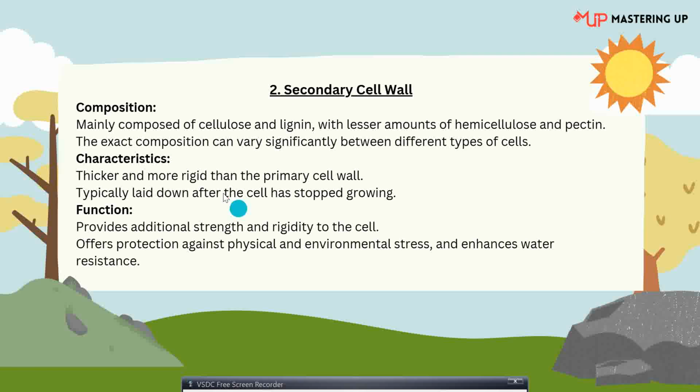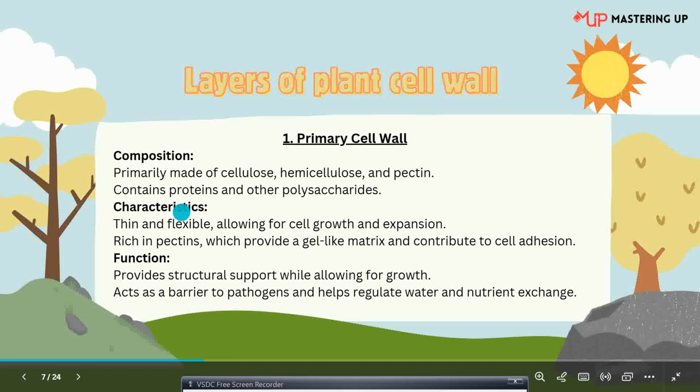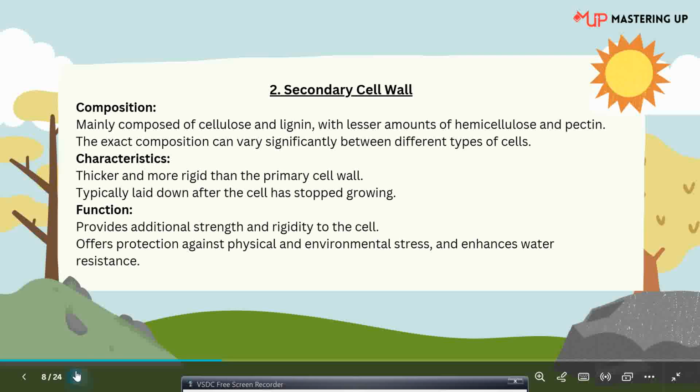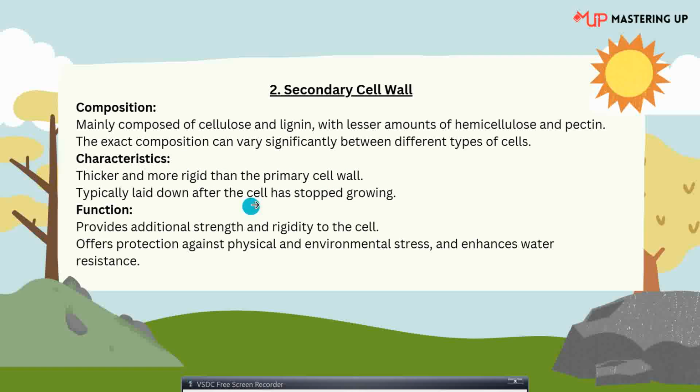Now the secondary cell wall. In composition, it is mainly composed of cellulose and lignin, with lesser amounts of hemicellulose and pectin. The exact composition can vary significantly in different types of cells. As for the characteristics, the primary cell wall was thin and flexible, whereas the secondary cell wall is thicker and more rigid than the primary cell wall, typically laid down after the cell has stopped growing.